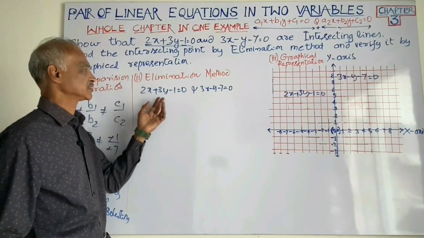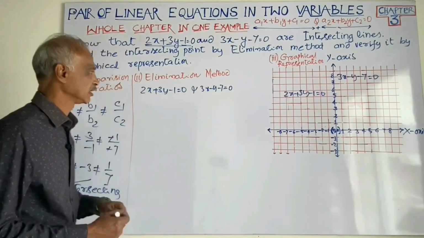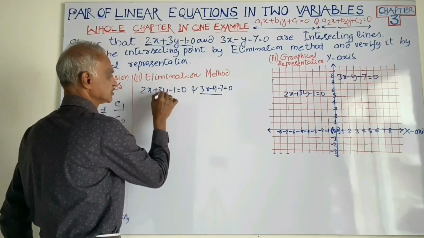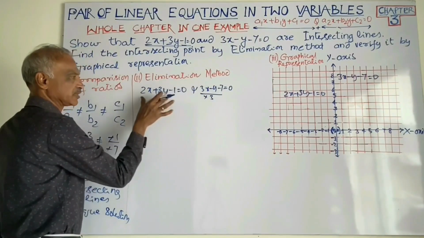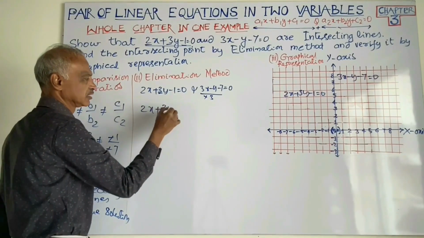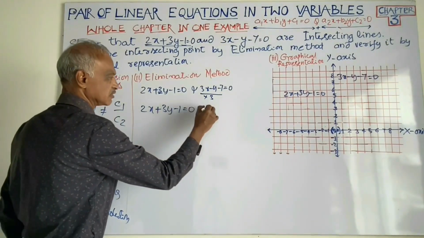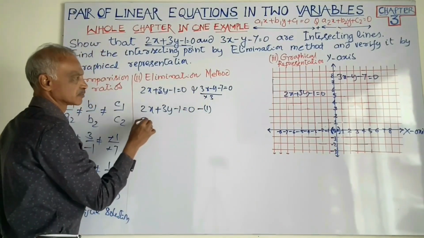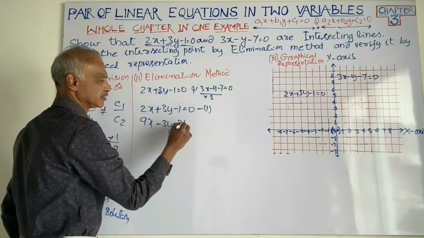I will take 2x plus 3y minus 1 is equal to 0, 3x minus y minus 7 is equal to 0. See, first I will multiply this with 3. I am multiplying this equation with 3. I am keeping this equation as it is. I am taking down 2x plus 3y minus 1 is equal to 0. This is equation 1. And take this second equation: 3 times 3 is 9x, 3 times minus y is minus 3y, minus 21 is equal to 0.